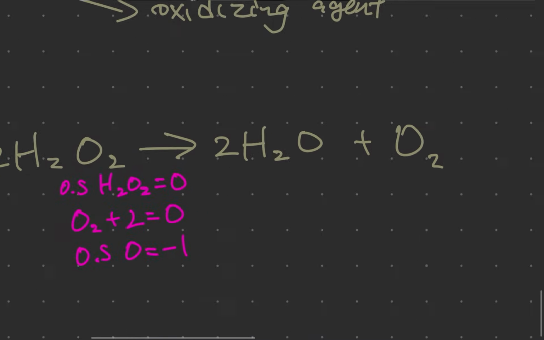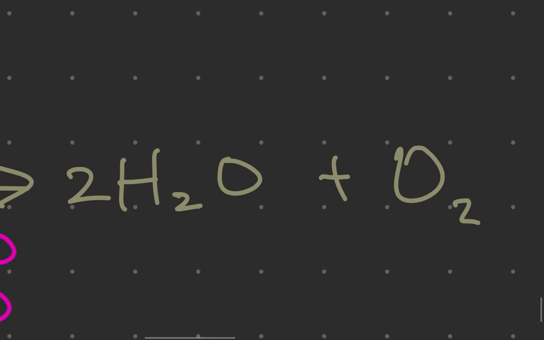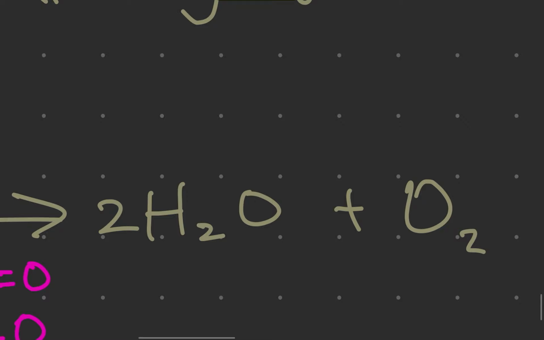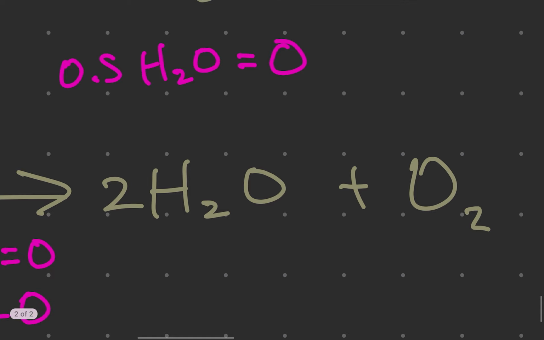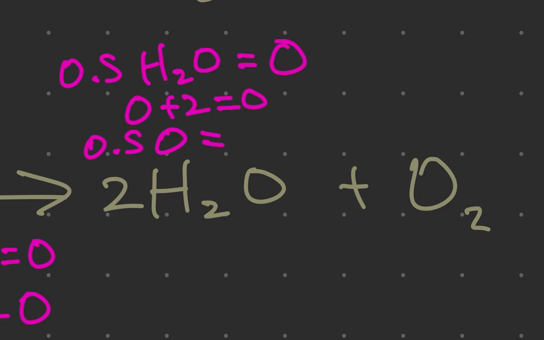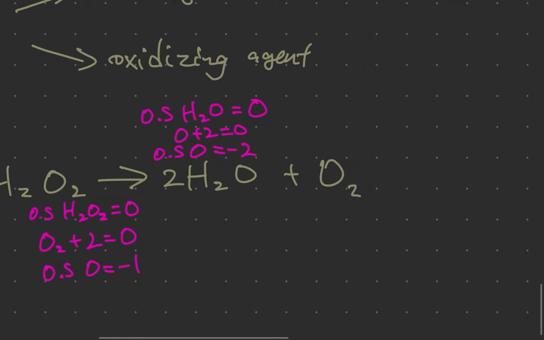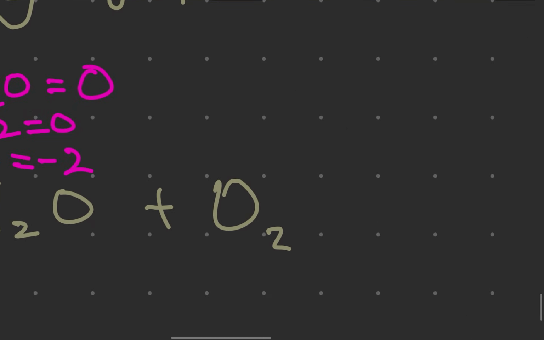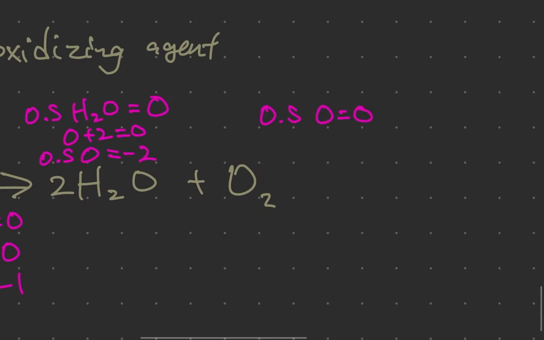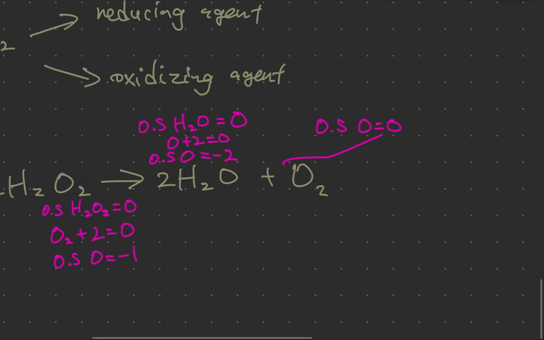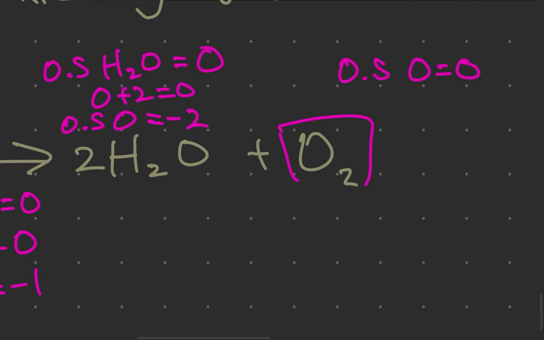All right. Now let's look at the oxidation state of oxygen in H2O. Oxidation state of H2O will be 0. So oxidation state of O plus 2 equals to 0. So oxidation state of oxygen in H2O will equal to -2. Okay. And lastly, let's take a look at oxygen here. So the OS of O2 will equal to 0 because it's just a molecule of an element.